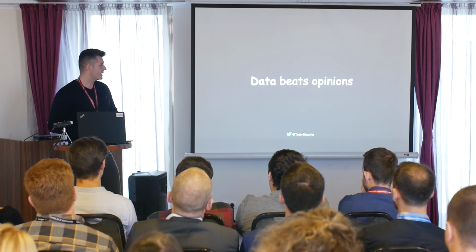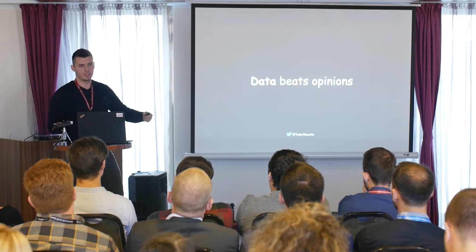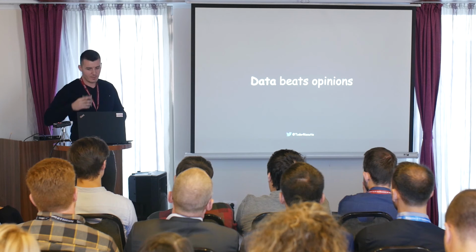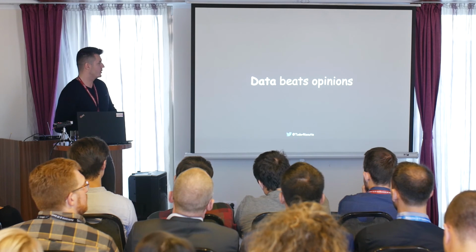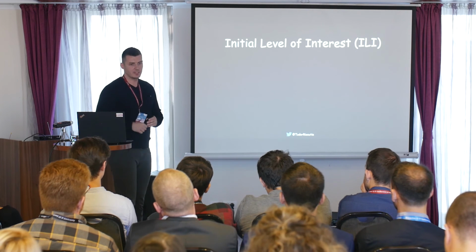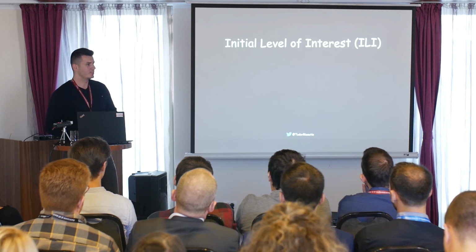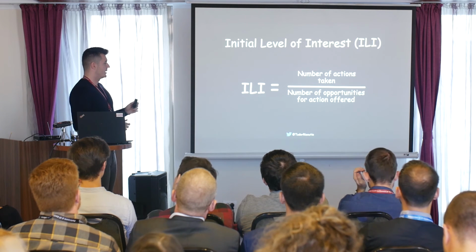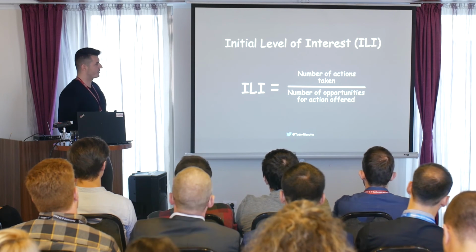What I mean by data is what kind of data you collect when you make a prototype. What kind of metrics are you looking for? There are two important metrics. The first one is called initial level of interest, or ILI. This is really simple to calculate. The ILI is the number of actions taken divided by the number of opportunities of action offered.